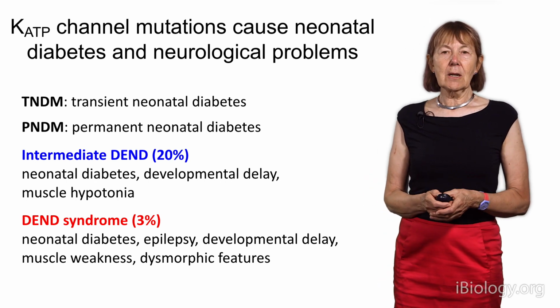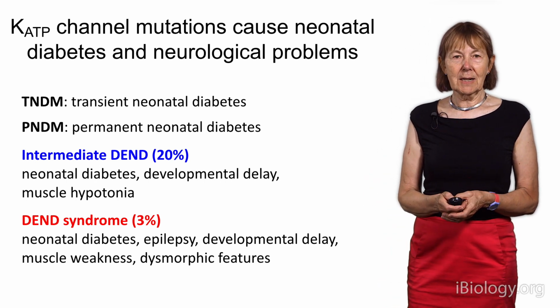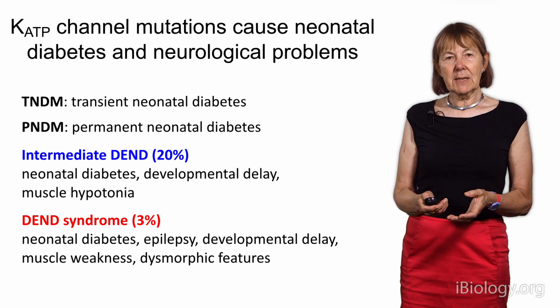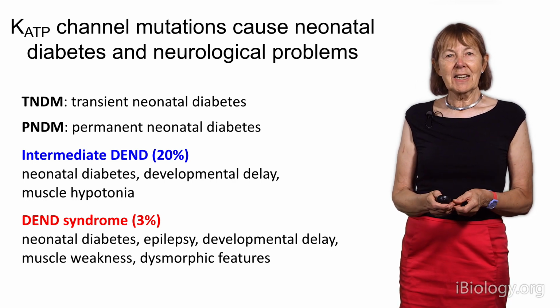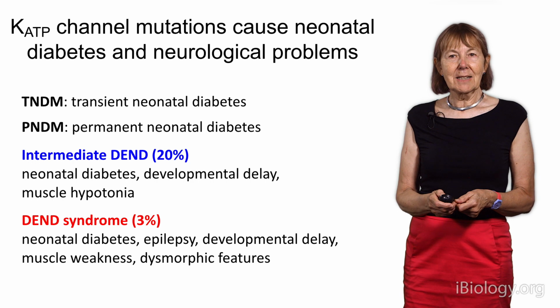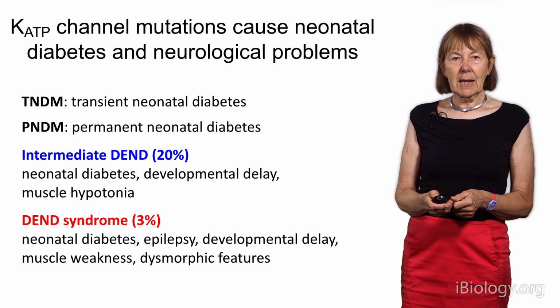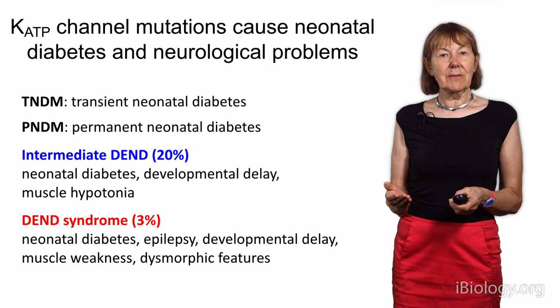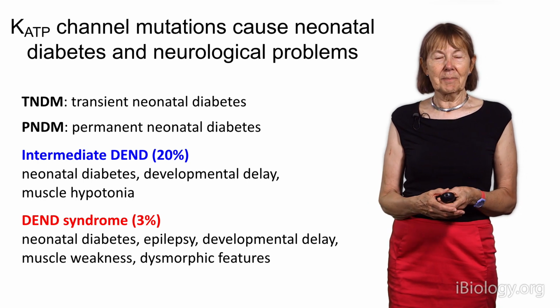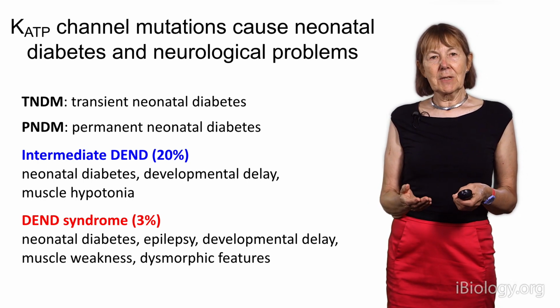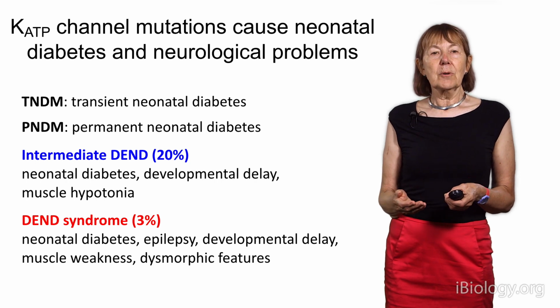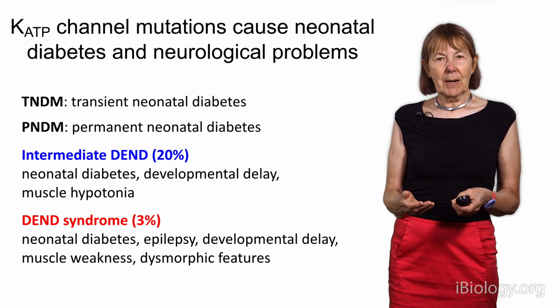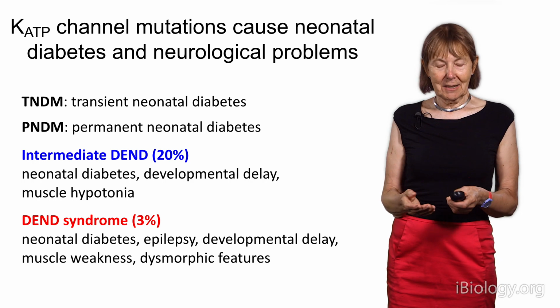Other mutations cause a permanent form of neonatal diabetes, and in about 20% of patients, they suffer not only neonatal diabetes, but also developmental delay and muscle weakness. And 3% of these also have epilepsy. And this has been named DEN syndrome for developmental delay, epilepsy, and neonatal diabetes.